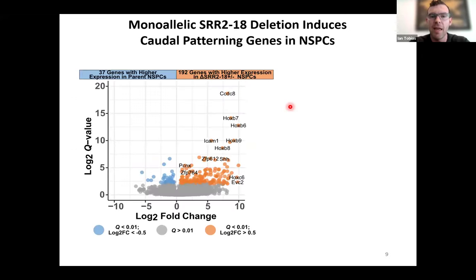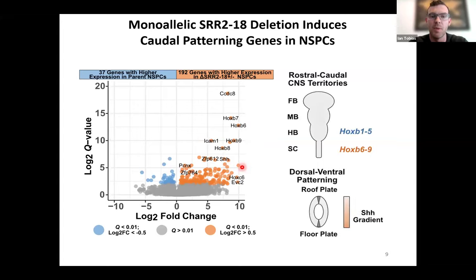So although we can detect subtle transcriptomic differences between SR2 to 18 deletions on the maternally inherited versus the paternally inherited chromosomes, the analysis I'm showing you here is focusing on the common differential gene expression phenotype that we see in both heterozygous deletions. And we see a strong induction of HOXB factors as well as components of the sonic hedgehog signaling pathway. I'm highlighting this to you because in the developing neural tube, sonic hedgehog and other morphogens are important for establishing dorsal ventral and rostral caudal gradients that are essential to pattern formation.